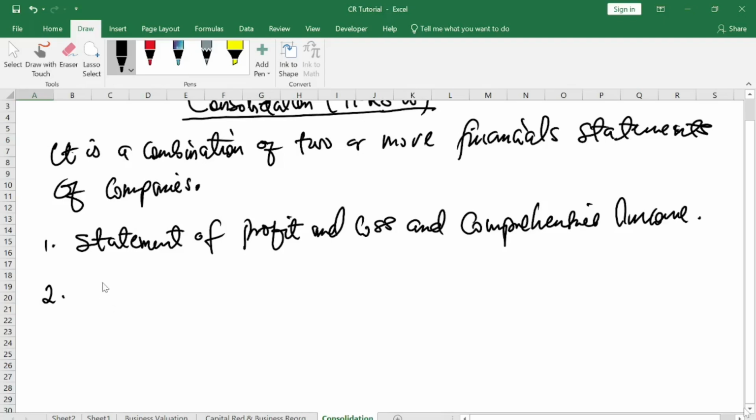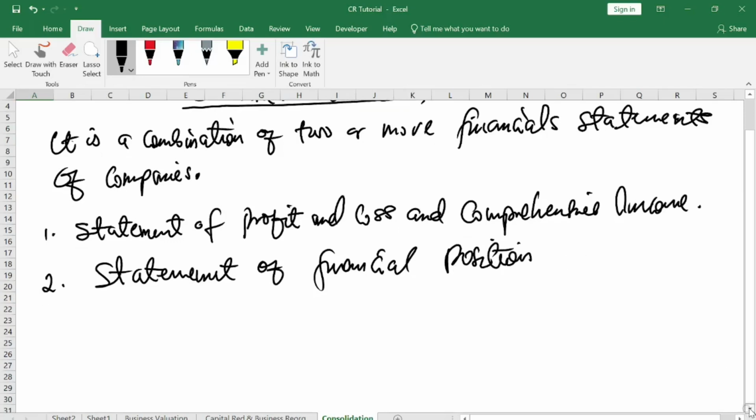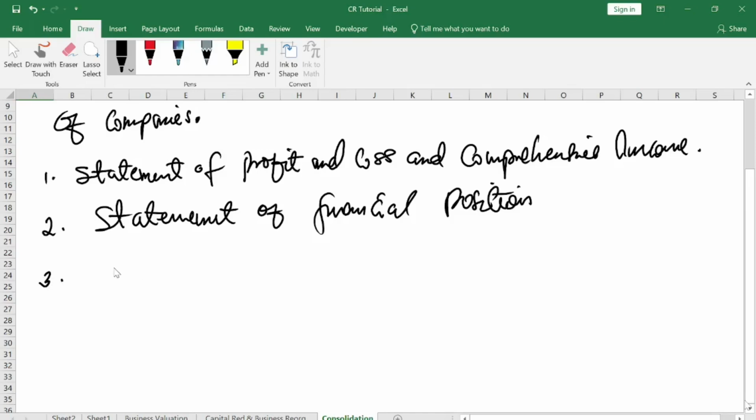And two is a combination of financial position at the end of the accounting year. And three, the combination of cash flow. Right? So we will handle them one after the other. Please, are you with me? Now, this is consolidation. So we consolidate accounts of businesses on a historical basis.